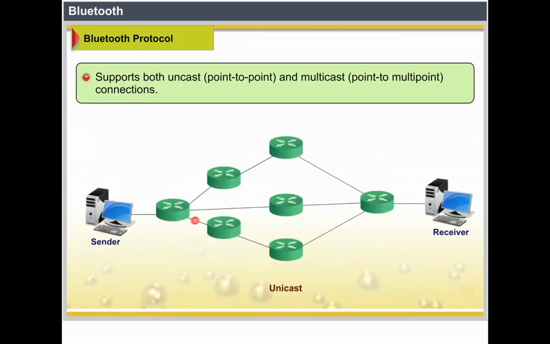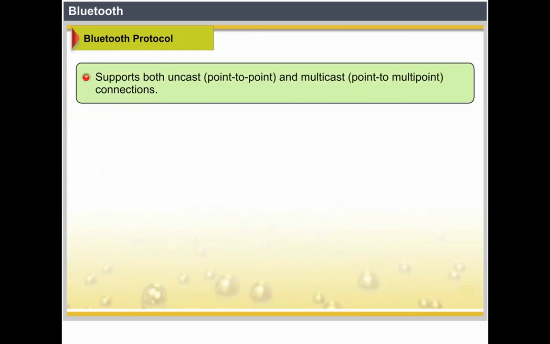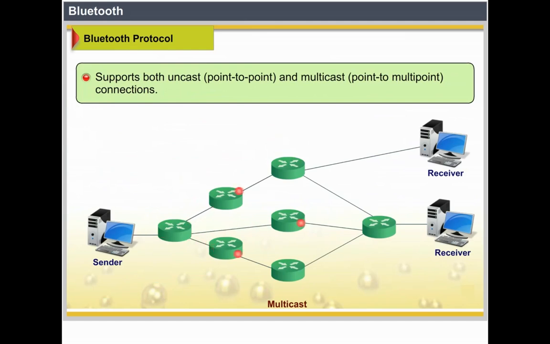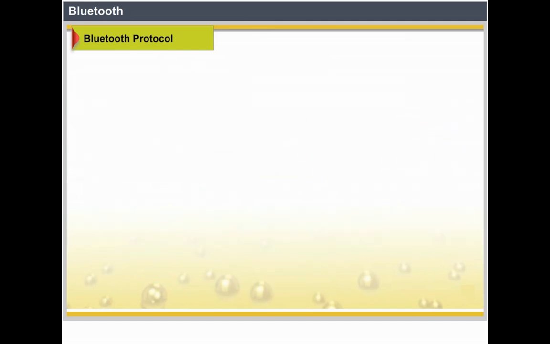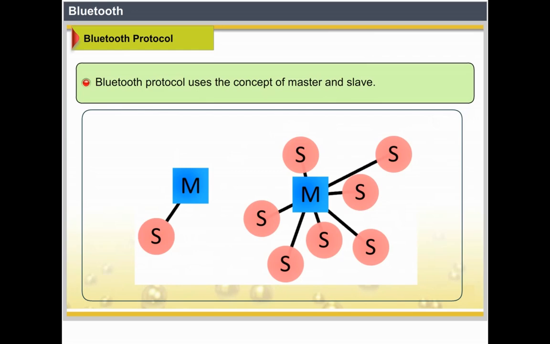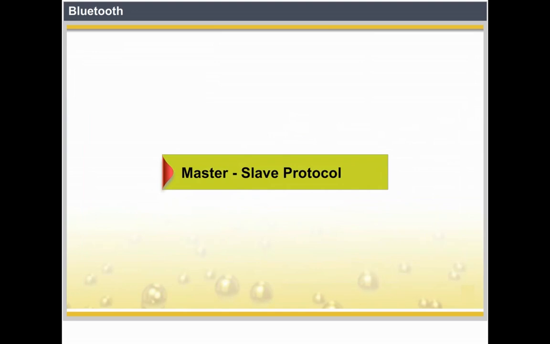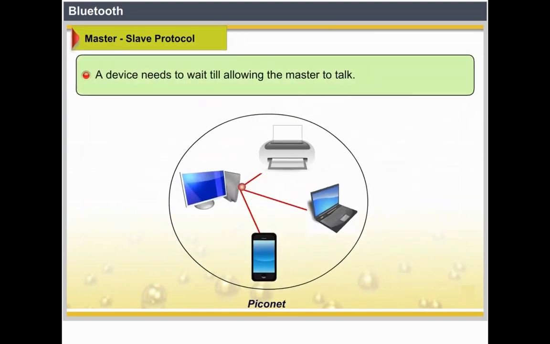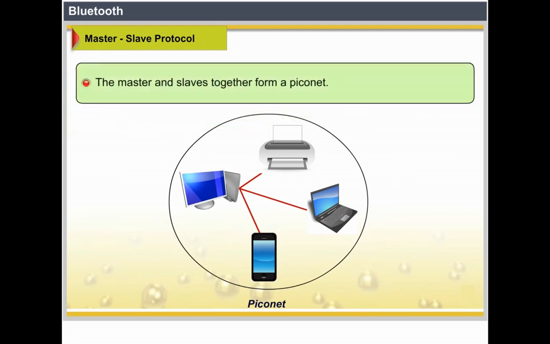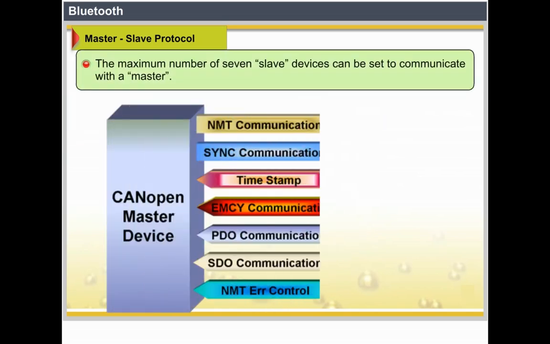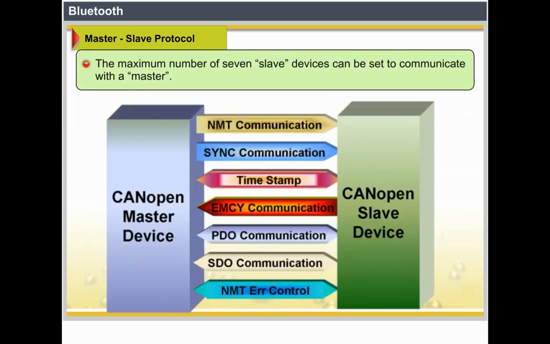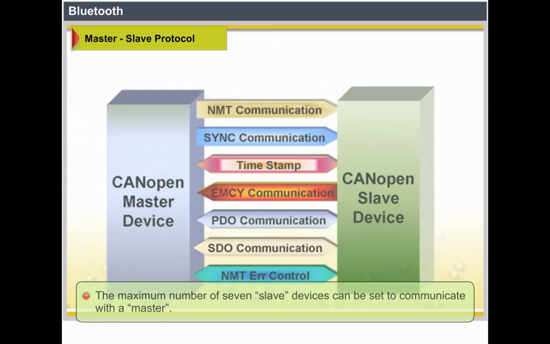Supports both unicast point-to-point and multicast point-to-multipoint connections. Bluetooth protocol uses the concept of master and slave. Master-slave protocol. A device needs to wait till the time the master allows it to talk. The master and slaves together form a piconet. Up to 7 slave devices can be set to communicate with the master.